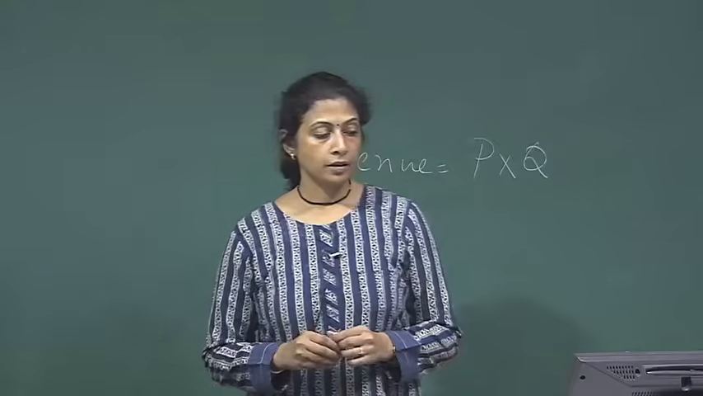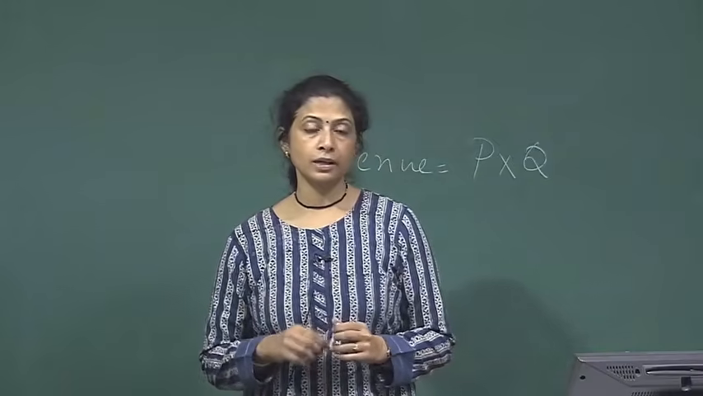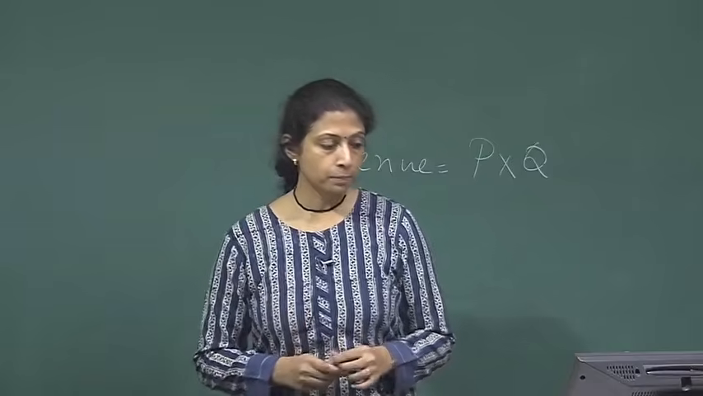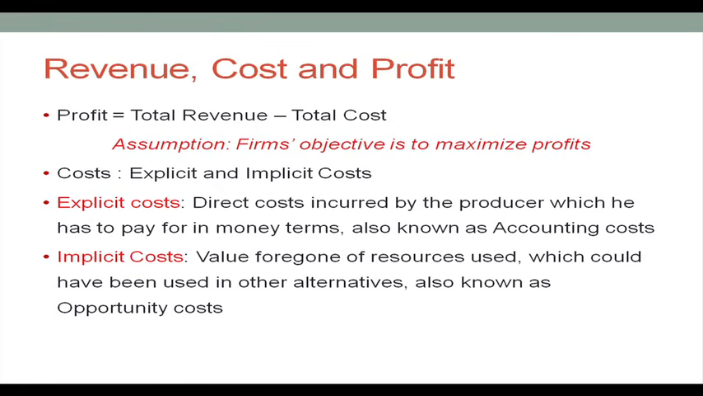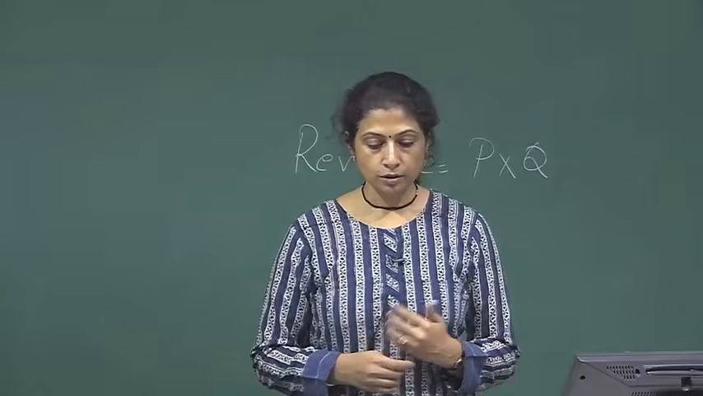Next, we are going to introduce something called explicit cost and implicit cost. Explicit cost is basically defined as direct costs incurred by the producer which he has to pay for in money terms, also known as accounting cost. And implicit cost is the value foregone of resources used which could have been used in other alternatives, also known as opportunity cost.